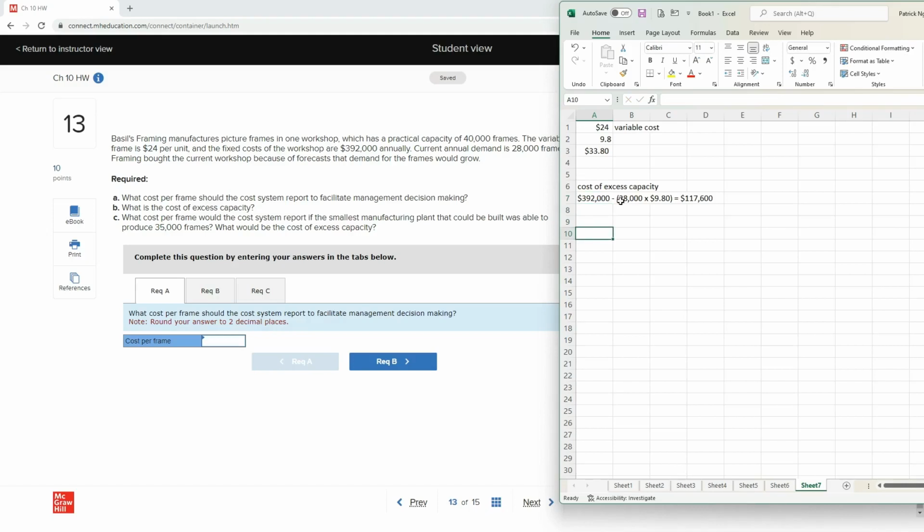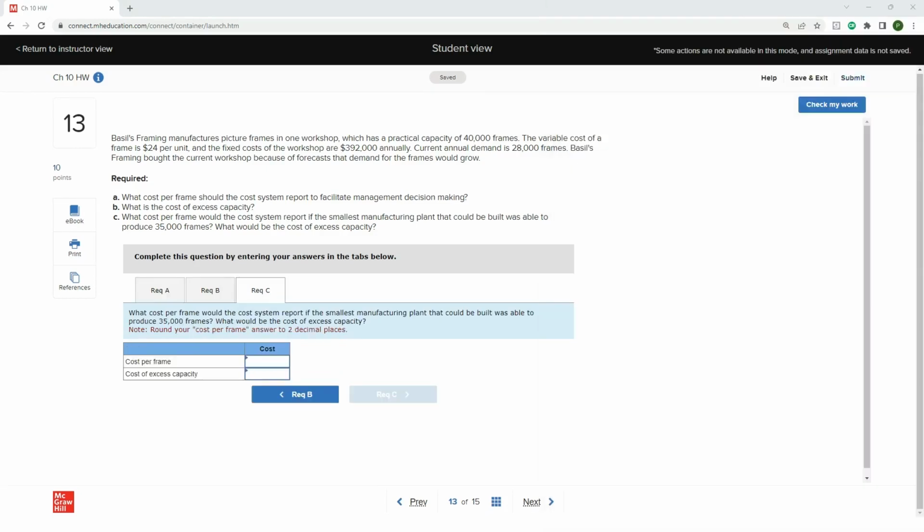For part C, it says what cost per frame would the cost system report if the smallest manufacturing plant that could be built was 35,000 frames. For part C, the answer seems to be inconsistent with the prior question. The answer to C is $35.20 for the cost per frame, and they're dividing the 392,000 in fixed cost by the 35,000 frames.